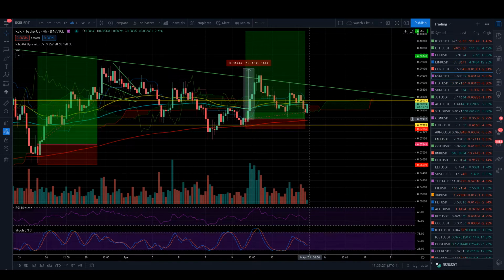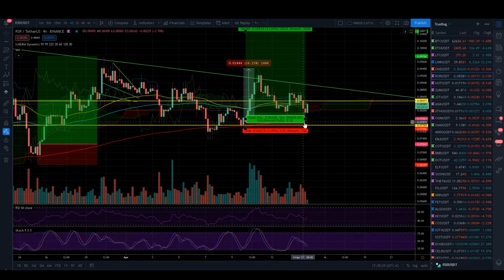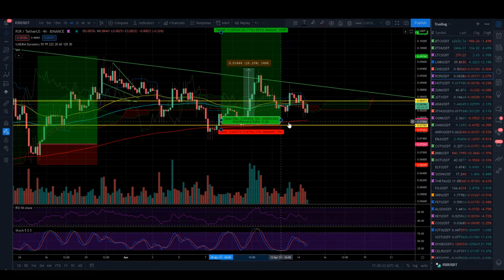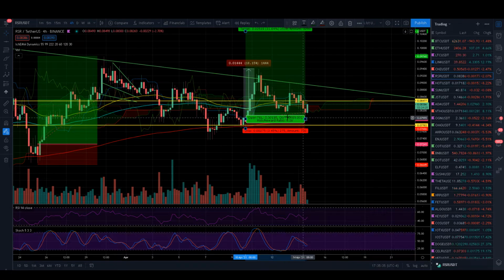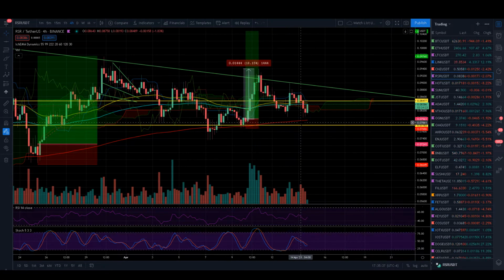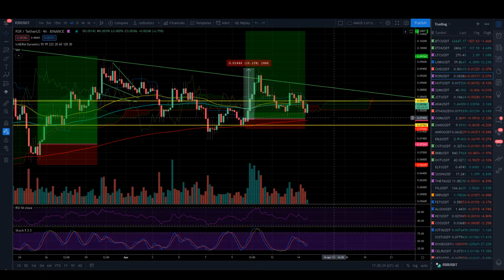I had my stop loss up at my entry. Then when we got down to this area, I moved it down lower again because I wanted to keep it under this 222 EMA right here, right? That's a really strong protection, so I wanted to keep it below there.